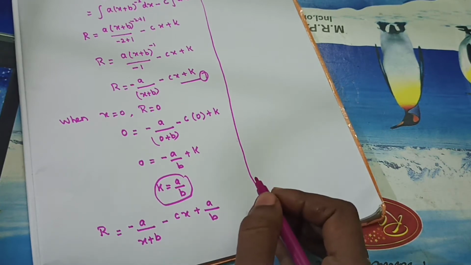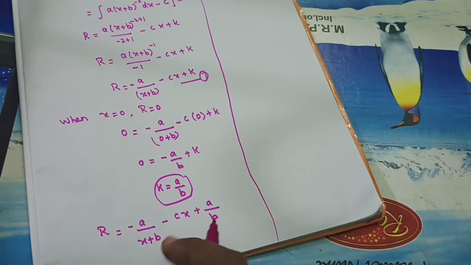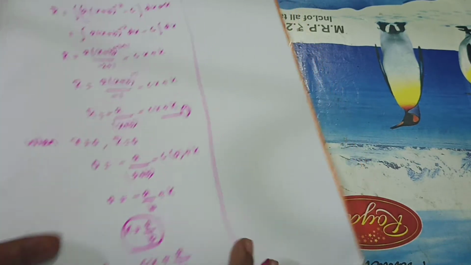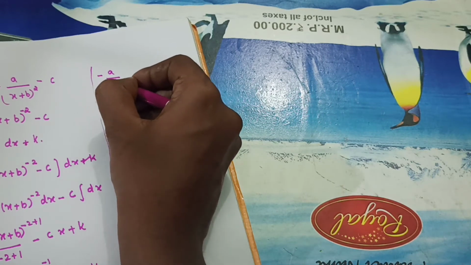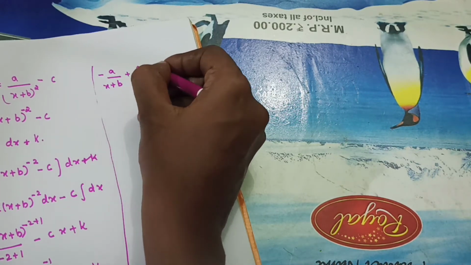Understand? So next step what you are going to do is, you can take these two together. So what are the two? a by b minus a by (x plus b), minus cx.